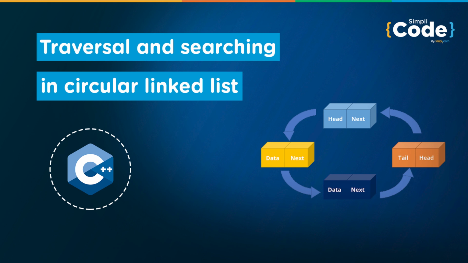So, in simple words, in a singly linked list, we can traverse the list from the head node and stop the traversal when we reach the null pointer. And in a circular linked list, we stop the traversal when we reach the first node again. So, we'll discuss all that in detail.